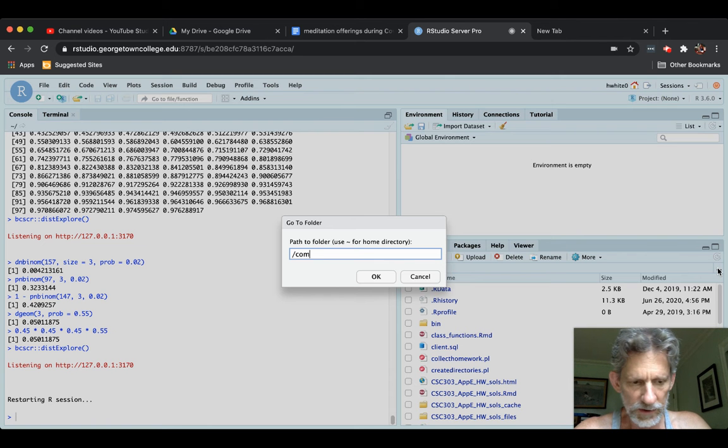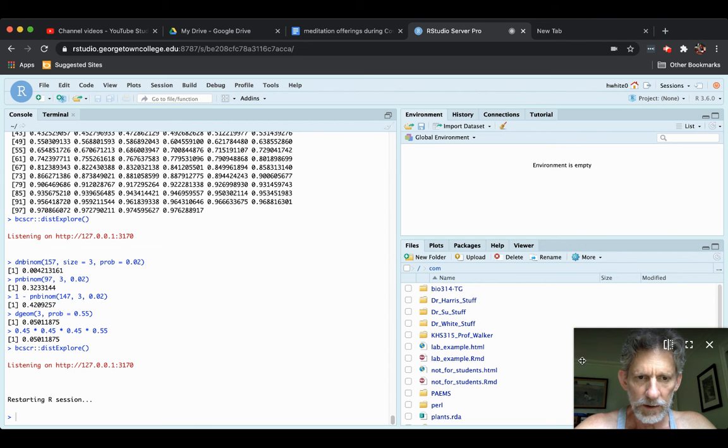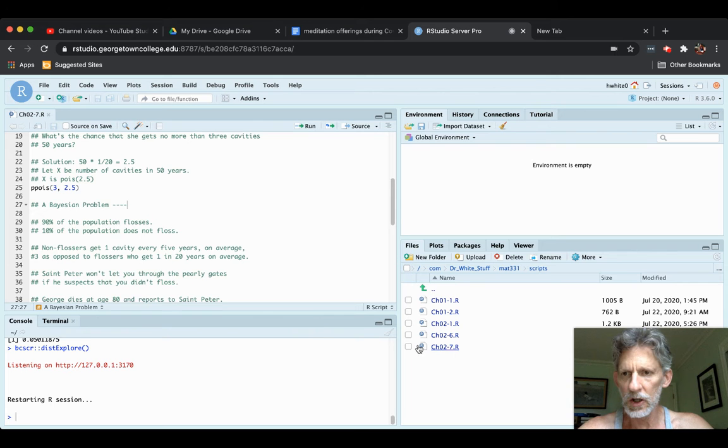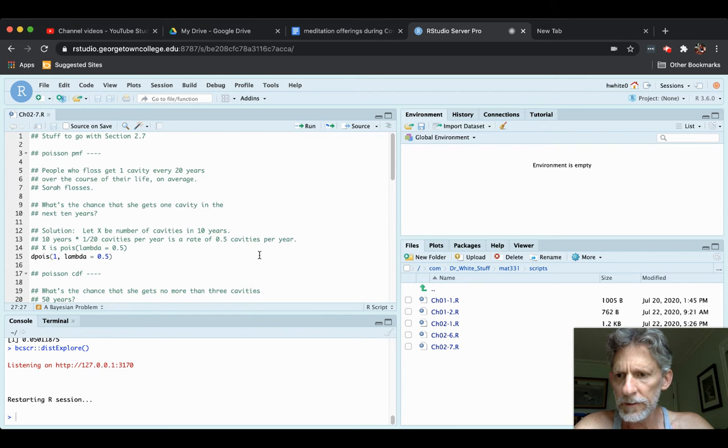So /common folder, Dr. White stuff, Math 331, and it's in scripts this time, section 2.7.r. Okay, so we see we got a lot of things we want to talk about today from the table of contents. Let's get going.